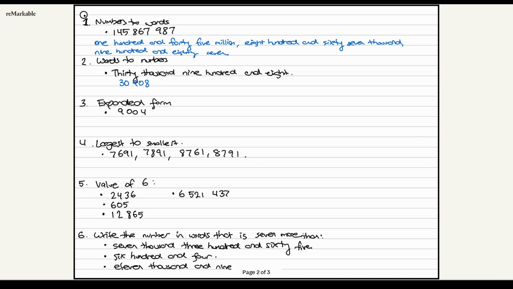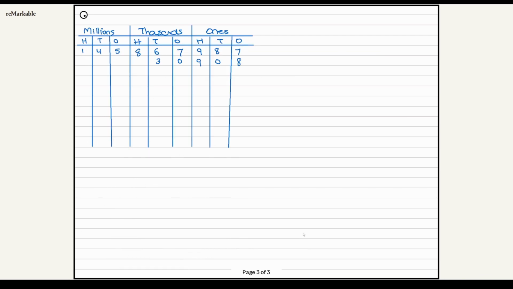Okay, now we want to put this next one into expanded form. Now this one looks quite tricky because it looks like we're missing some numbers, right? Looks like we're going to have 0 times of something. So what we can do here is we can put that again into our table here. So we've got 9004. Let's put those in. Okay, so it looks like we've got 9,000, we've got 0 hundreds, we've got 0 tens, and 4 ones.